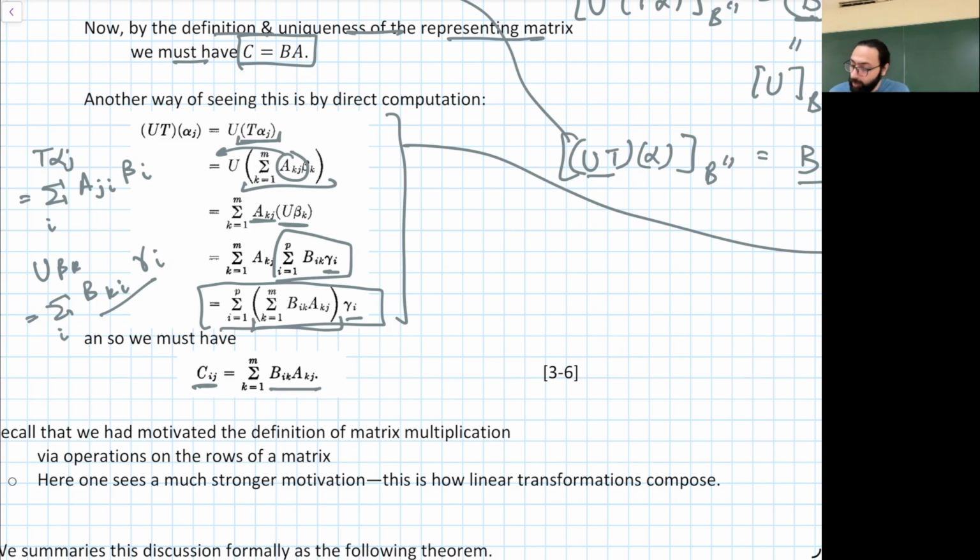Right? And what does this look like? This just looks like matrix multiplication, right? Because you're doing B_ik, A_kj, sum over k. This is exactly what the ij component of B times A looks like. Correct?